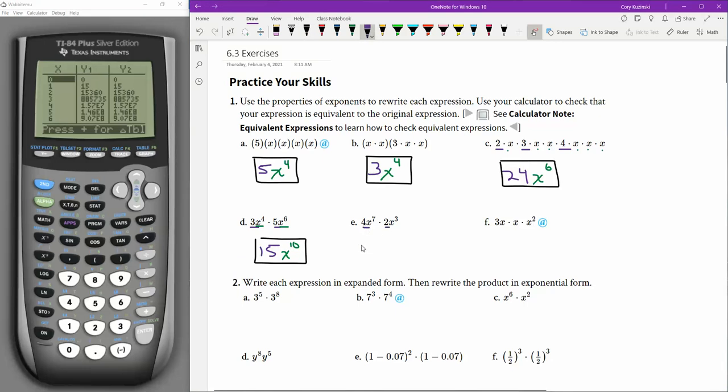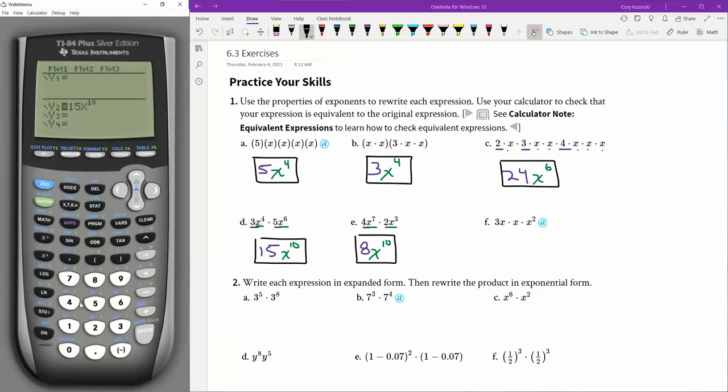4 times 2 is 8. x to the 7th times x to the 3rd is x to the 10th. 7 plus 3 is 10. That's where I'm getting that. We'll prove why on the next problem. Checking our answer, 4x to the 7th times... I would definitely be checking my answers. If I'm doing a checkup or something that's graded, I'm definitely going to check my answers. Check the tables. They are the same. Great.